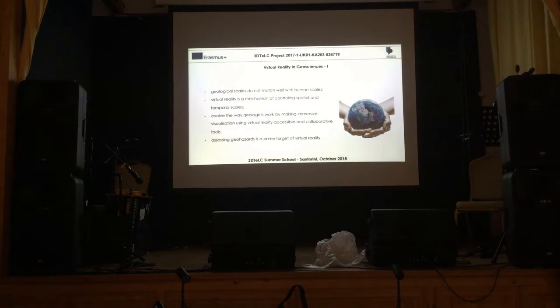So when we move to geosciences, the problem we have here is these geological scales, right? I hope you understand better now. They don't match very well with human scales, right? You might want to dig and see somewhere deep into the ground, or you might want to see something that's an evolution of very, very many years, but it doesn't happen that you can see it in front of your eyes.